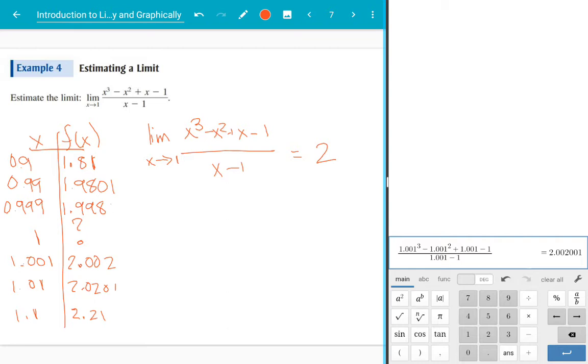Okay, so here's our limit. Okay, so really quickly, if we substituted 1, what would we get? f of 1 would actually be equal to 1 minus 1 plus 1 minus 1 over 1 minus 1. What do we get? We actually get 0 over 0 again. So again, it does not exist in the function, but the limit exists, and the limit is equal to 2.